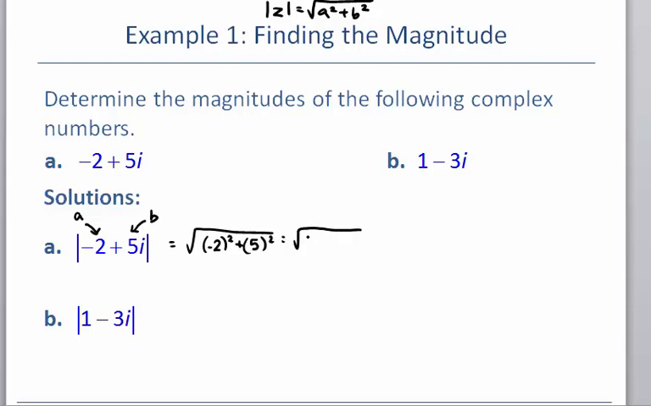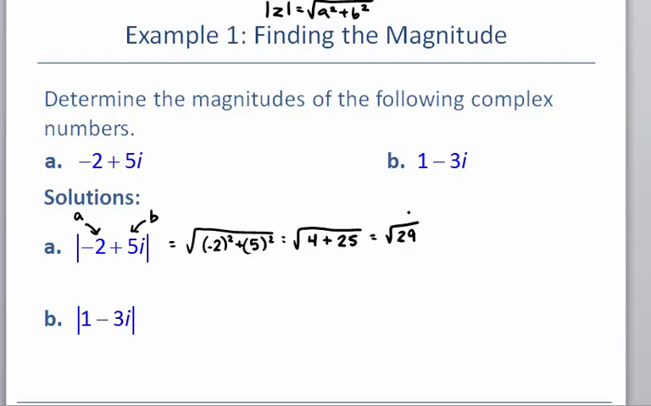When I square the negative 2, I'm going to get positive 4. When I square the 5, I'm going to get 25. Adding them together, I get the square root of 29. So my magnitude for my complex number, in other words, the distance from 0, 0 to the point that represents the complex number, is the square root of 29.